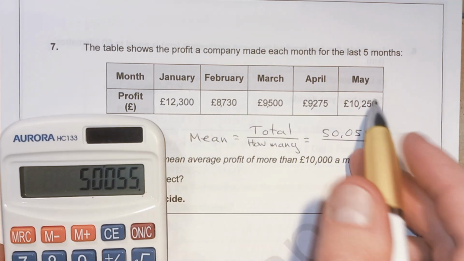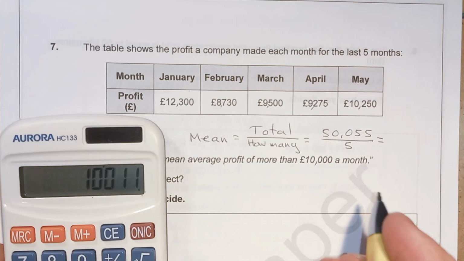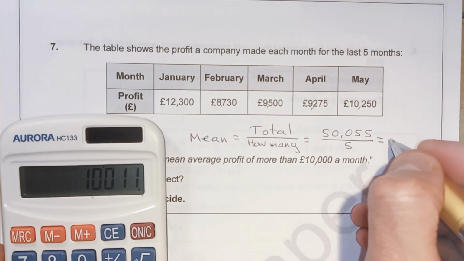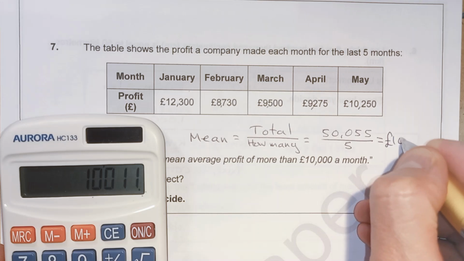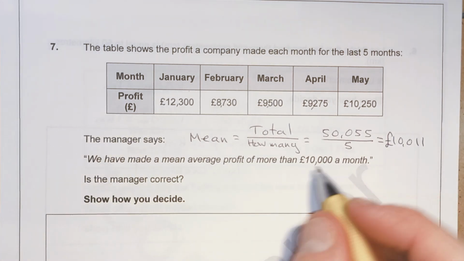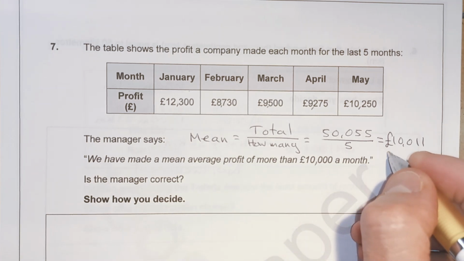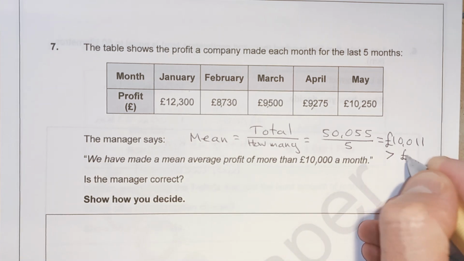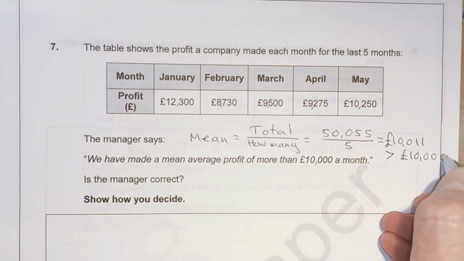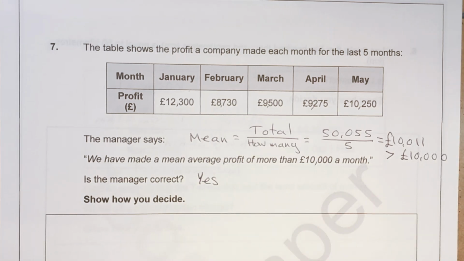How many have we got? 1, 2, 3, 4, 5 months. So we divide it by 5 and we get £10,011. We've made a mean average profit of more than 10,000. Well, that is more than 10,000. So is the manager correct? Yes, they are.